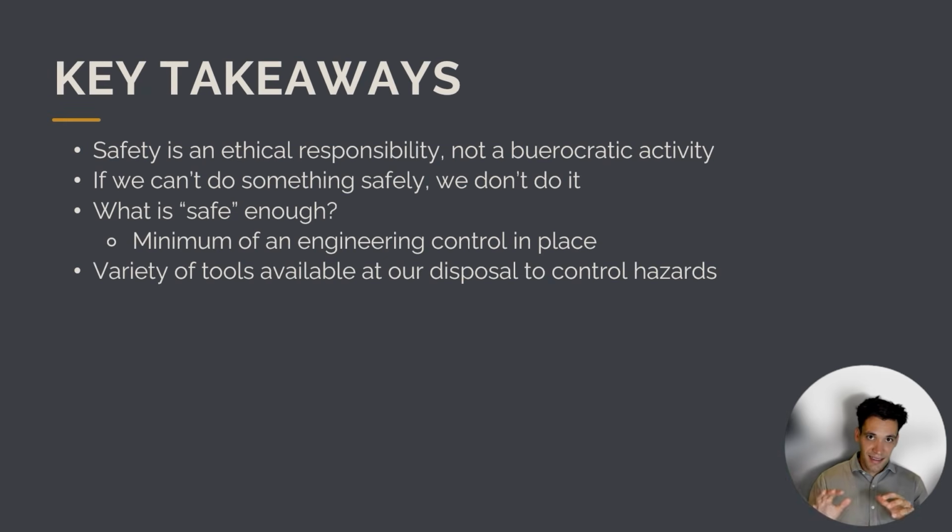Okay, so what are the key takeaways? Well, safety is an ethical responsibility. It's not a bureaucratic activity. It's an ethical responsibility we have to make sure the people doing the work can go home safely. If we can't do something safely, we don't do it at all. What is safe enough? Well, safe enough means that based on our hierarchy of controls, we have, as a minimum, an engineering control in place for any hazards. And there's a variety of tools we've discussed available to us, including safe work method statements, safety in design, toolbox talks, to ensure these controls are in place and we can fulfill our ethical responsibilities.